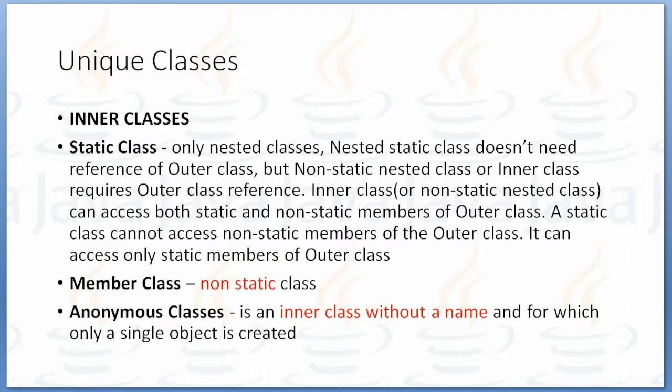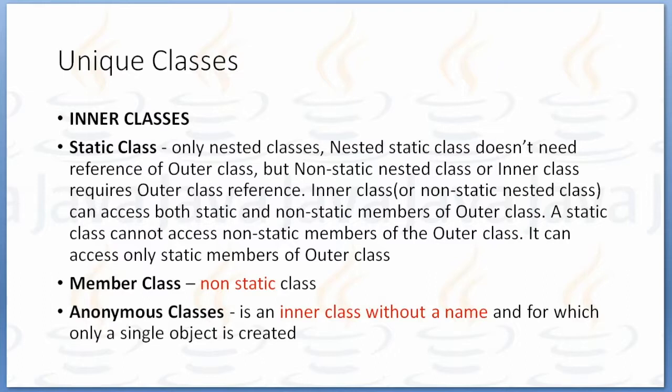So inner classes are static classes, member classes, anonymous classes. So a static class, only nested classes, a nested static class doesn't need a reference of the outer class, but a non-static nested class or inner class requires an outer class reference. An inner class or non-static nested class can access both static and non-static members of the outer class. A static class cannot access non-static members of the outer class. It can access only static members of the outer class.